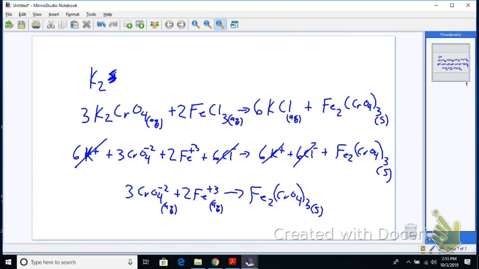You balance it. The iron chromate is the solid. Then everything that's aqueous, you split apart. Spectator ions are potassium and chlorine. So then what you're left with is chromate ions and iron plus 3. So then to balance it out, it'd just be 3 chromate ions for every 2 iron ions to give you the solid. Okay?